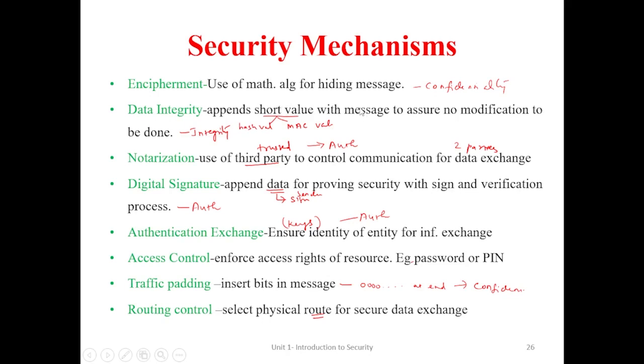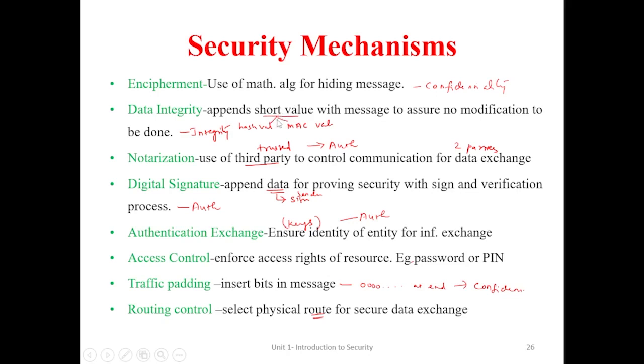Either the message may be an original message or a secret message. During the transmission of secret information, we should additionally add a short value with the secret information. This short value ensures that the message is not modified under any circumstances. How can we calculate that short value?